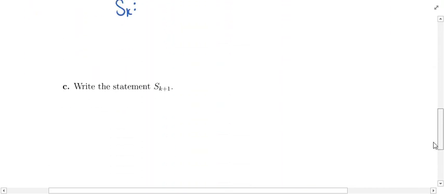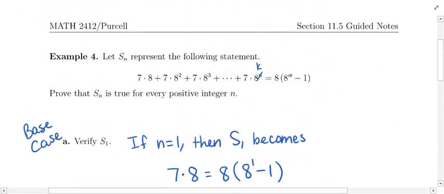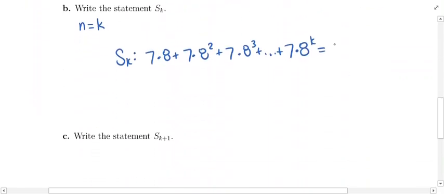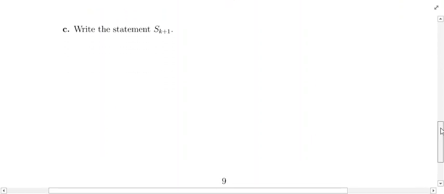So on the left side, we are going to have 7 times 8 plus 7 times 8 squared plus 7 times 8 cubed. We are adding all the way up until 7 times 8 to the k power. That has to equal, if we go back to the right side, replace n with k, 8 times 8 to the k minus 1. All right, so that's it. We don't have anything to simplify. This is the statement you get if you replace n with k. So this is Sk.